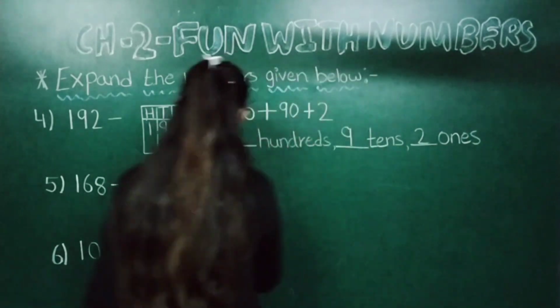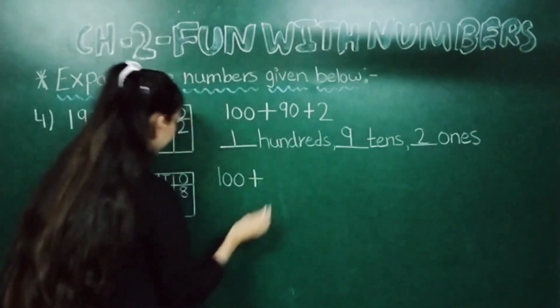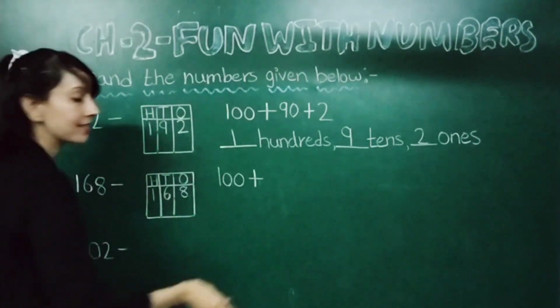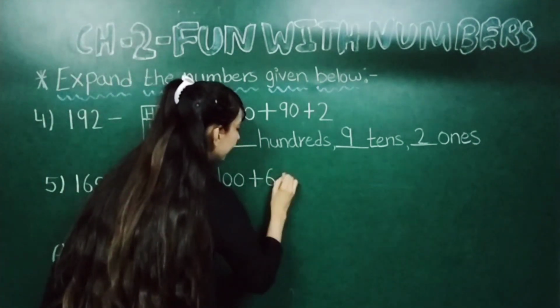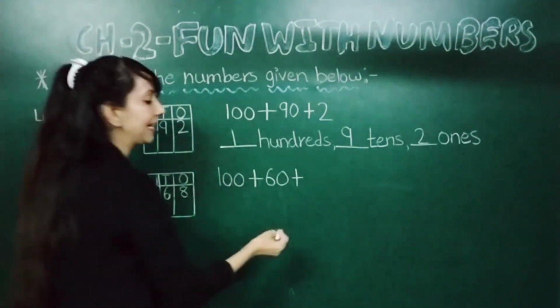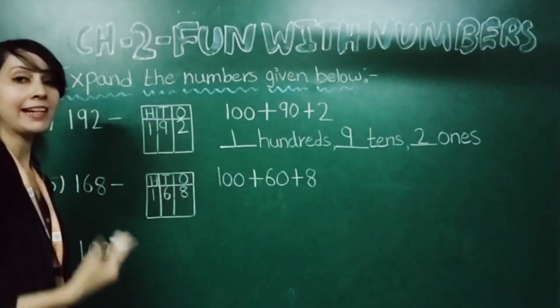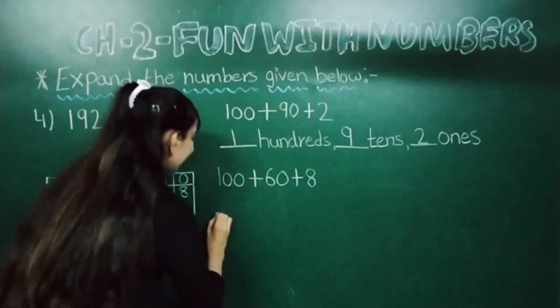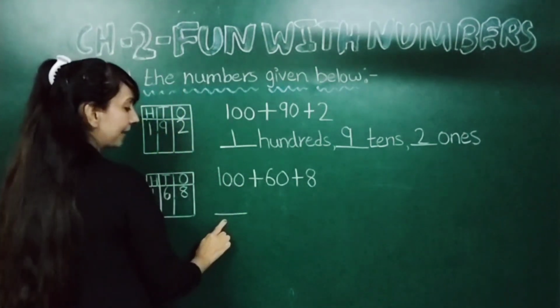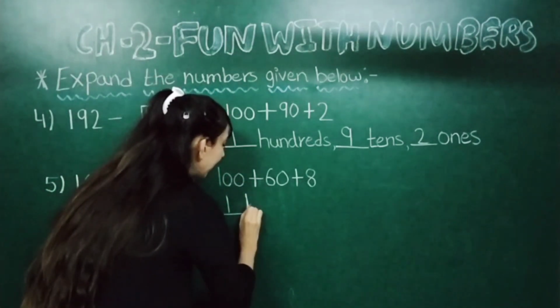100 plus 6 tens means 60. Yes. Plus 8 ones, 8. Okay. 168. Okay. Now see, in this blank what will come? Yes, 1. And here hundreds.